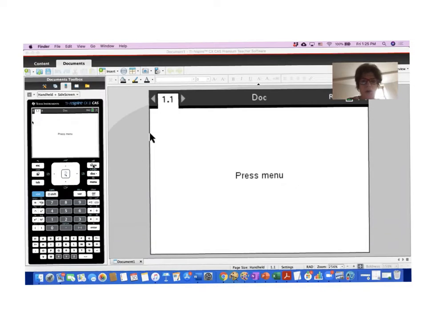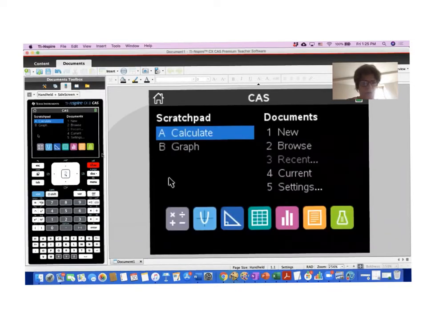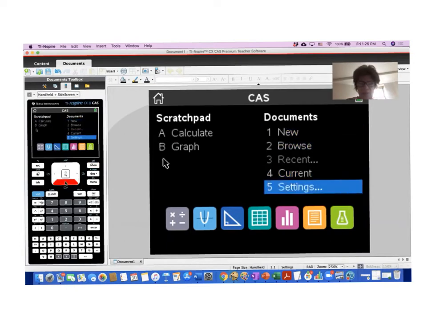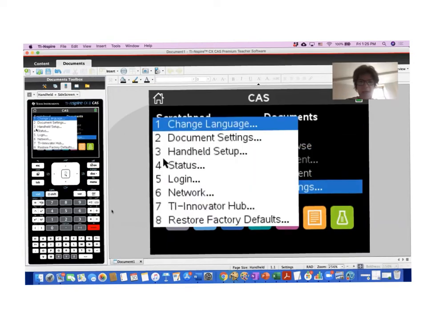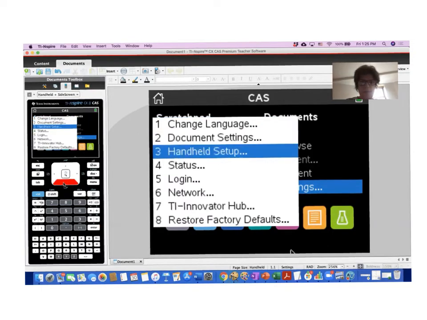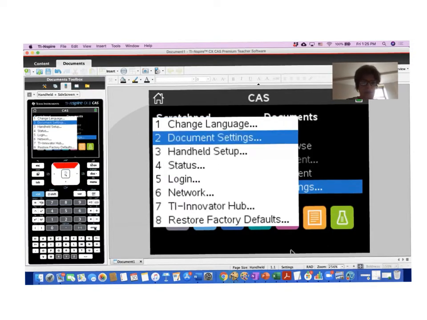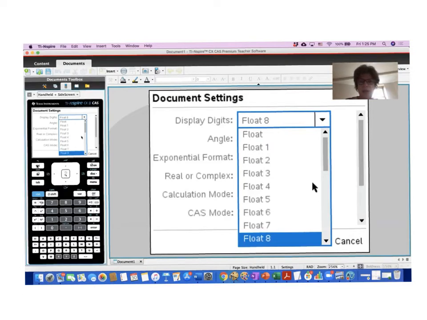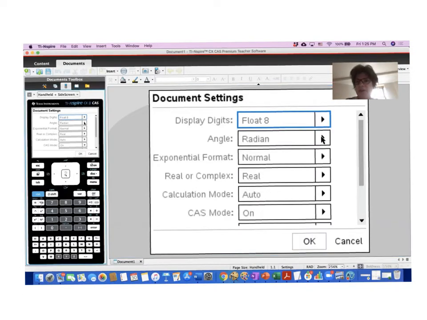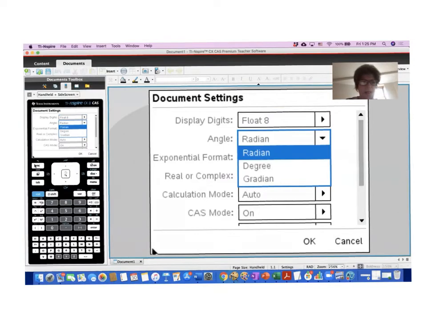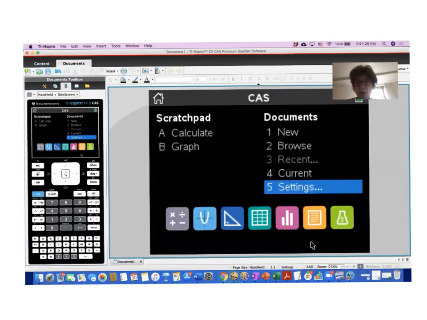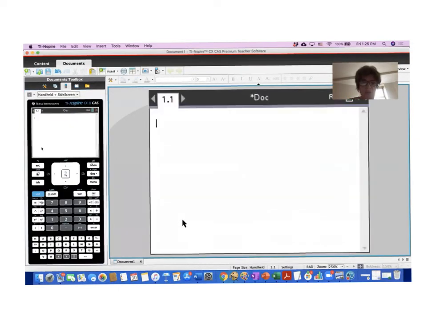But before I do that, we'll go to our home screen and make sure we're in radian mode. So we'll go to the right and go down to settings, press enter, and then we'll go to document settings, press enter, and make sure you're in float 8. And if you're not, you could press this right arrow and do that. And also radian mode. We're always in radian mode, and press OK to save it. Okay, so now let's go back to our home screen.